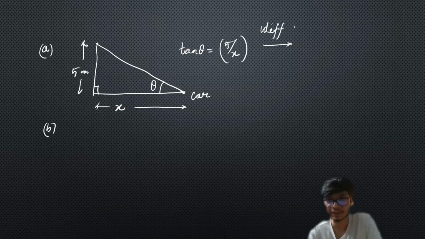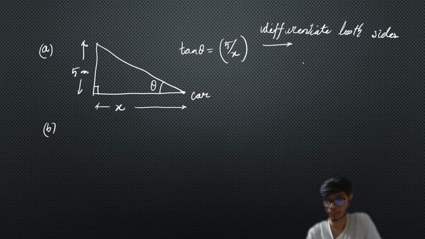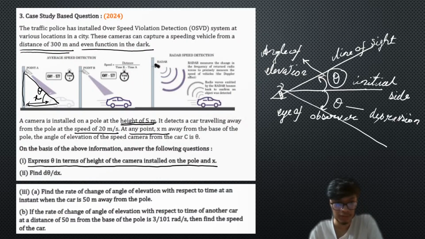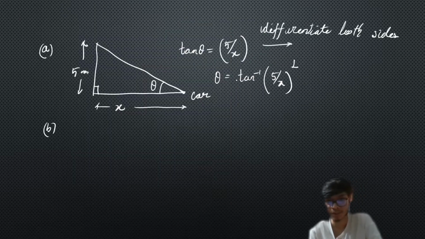So if we differentiate both the sides, what am I going to get? Let us first of all express theta. So theta is given as tan inverse of 5 upon x, right? That was asked in the problem, to express theta. So I have expressed theta as tan inverse of 5 upon x.